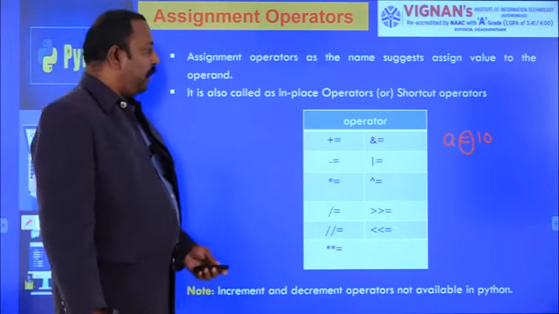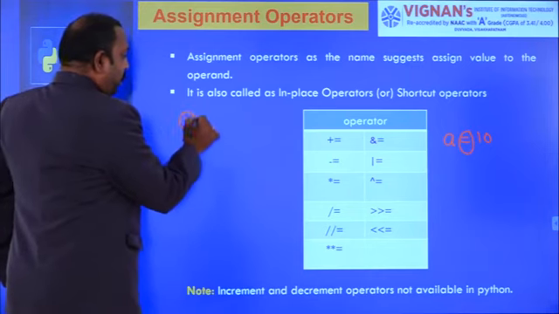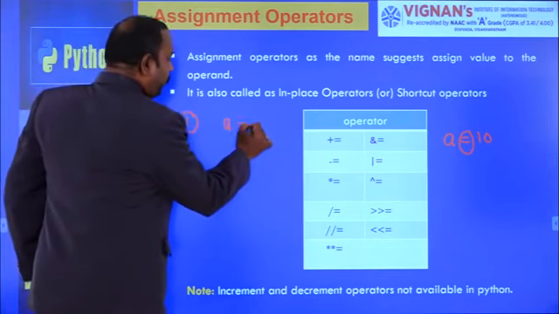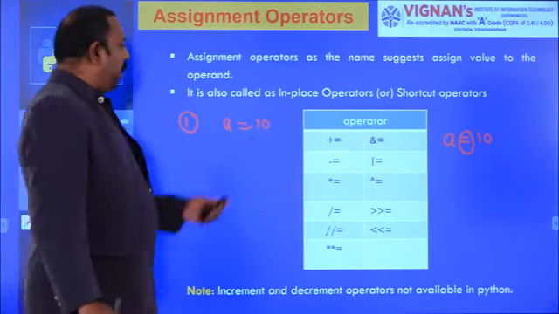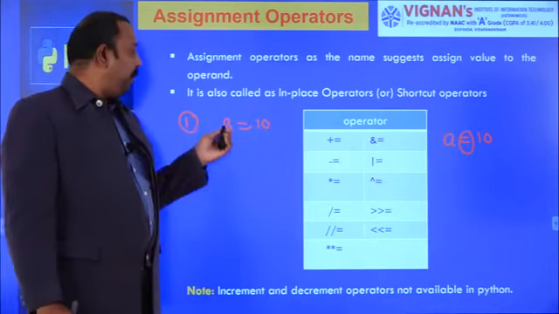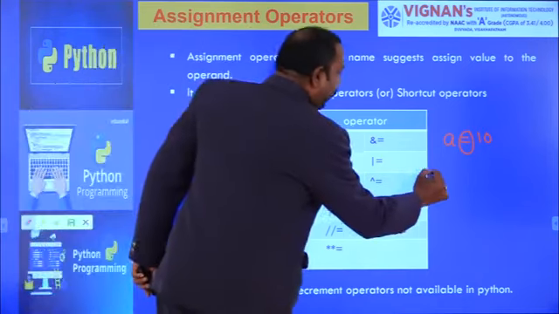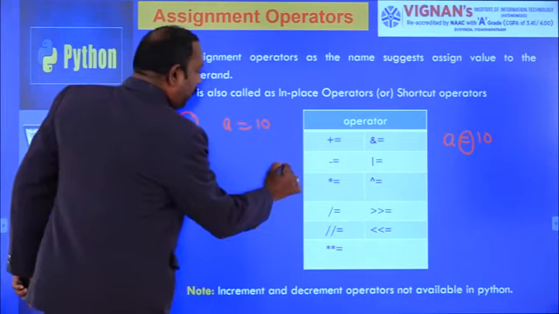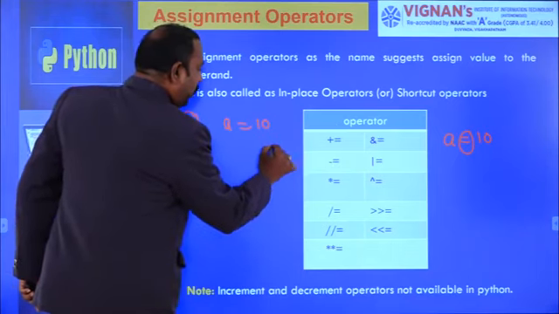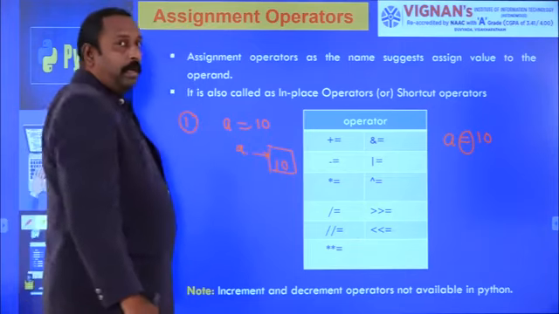The first method is a equal to 10. That means a single object will be assigned to a single variable. That means 10 will be assigned to a. So in Python, 10 will be allocated in memory as an object, and a is pointing to 10.